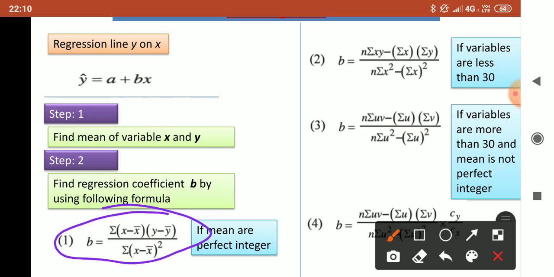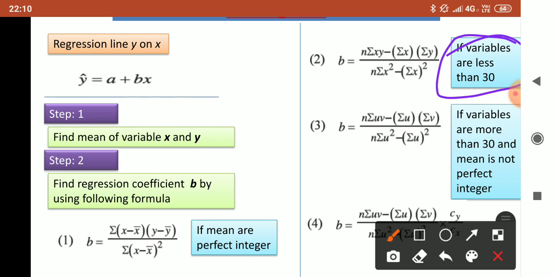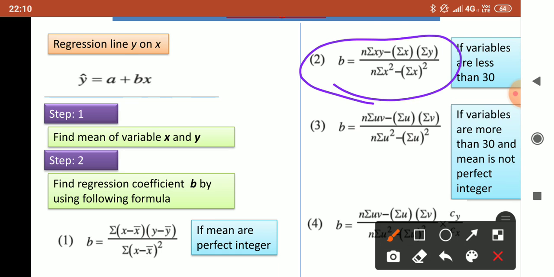Now we will learn another formula, if the variables are less than 30. You have to keep this in mind, that the variables are less than 30. If the variables are less than 30, then what is the formula to find b? b equals n sigma xy minus sigma x into sigma y upon n sigma x square minus (sigma x) the whole square. This is the formula you have to learn anyhow.